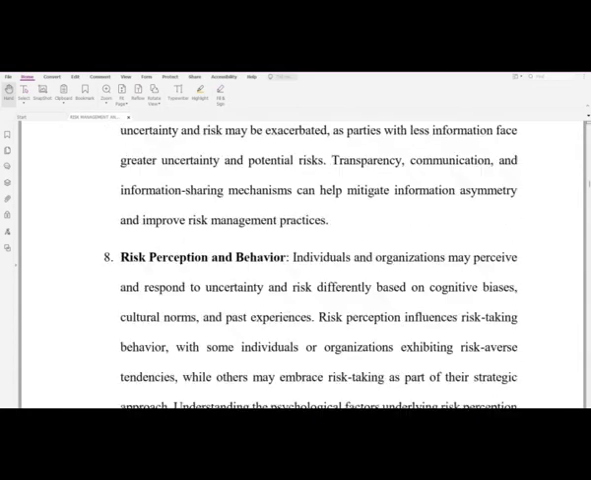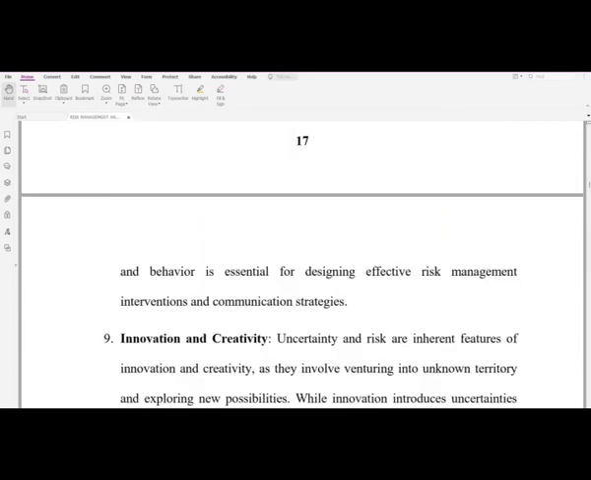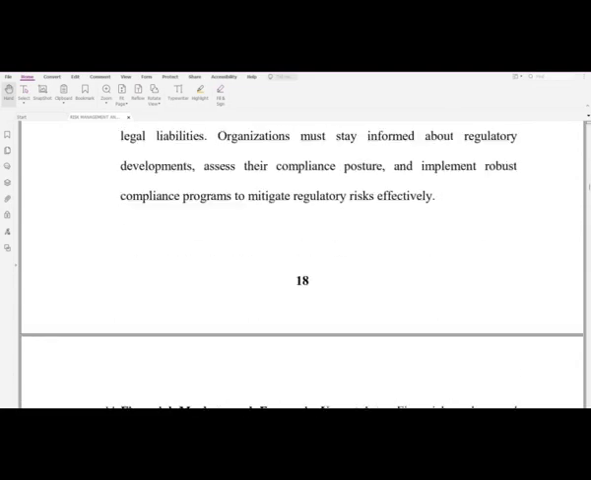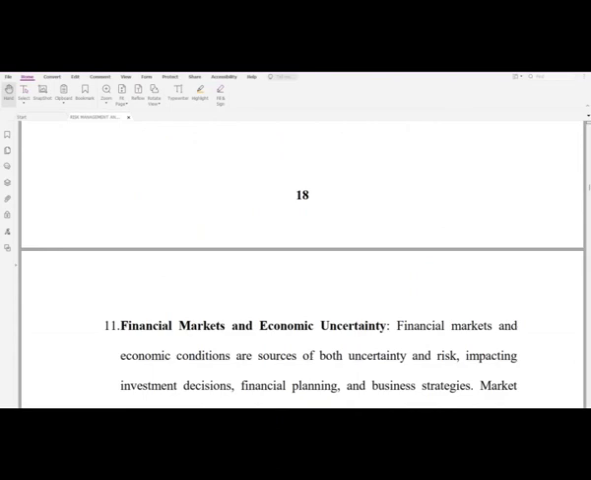The next point is risk perception and behavior.